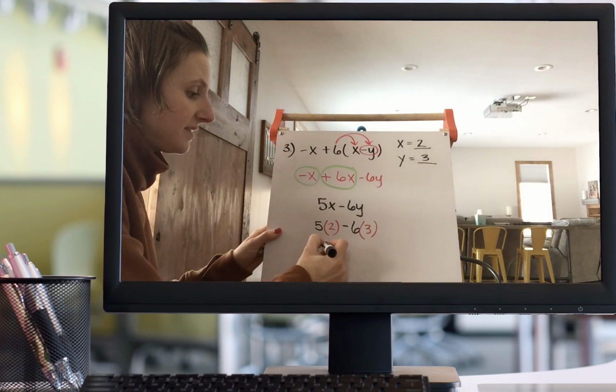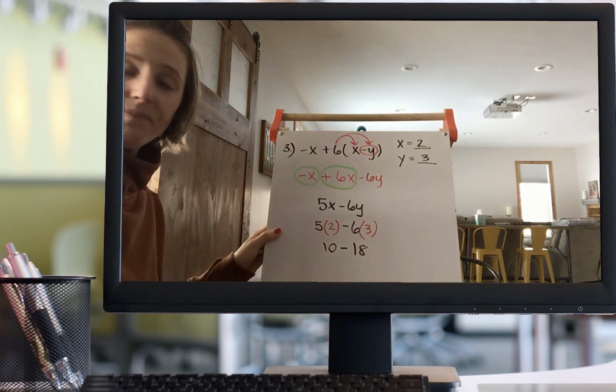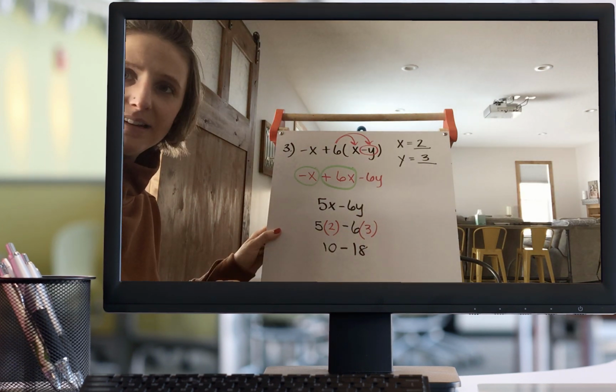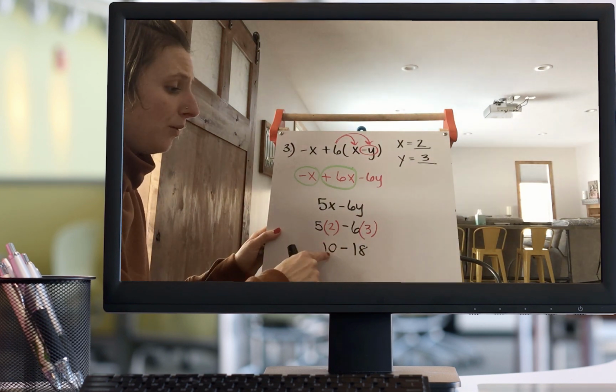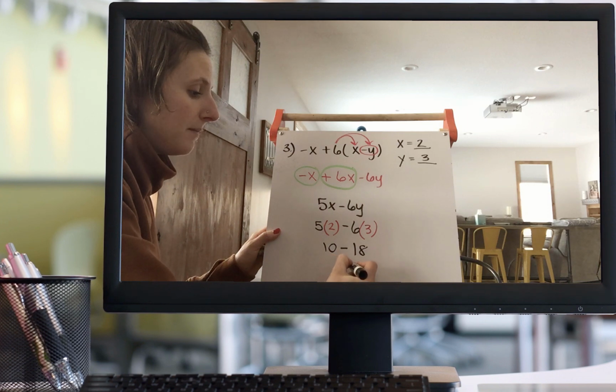5 times 2 is 10, minus 6 times 3 is 18. What is 10 minus 18? Remember, you're taking a larger number away from a smaller number. You know your answer is going to be negative. It's going to give you minus 8.